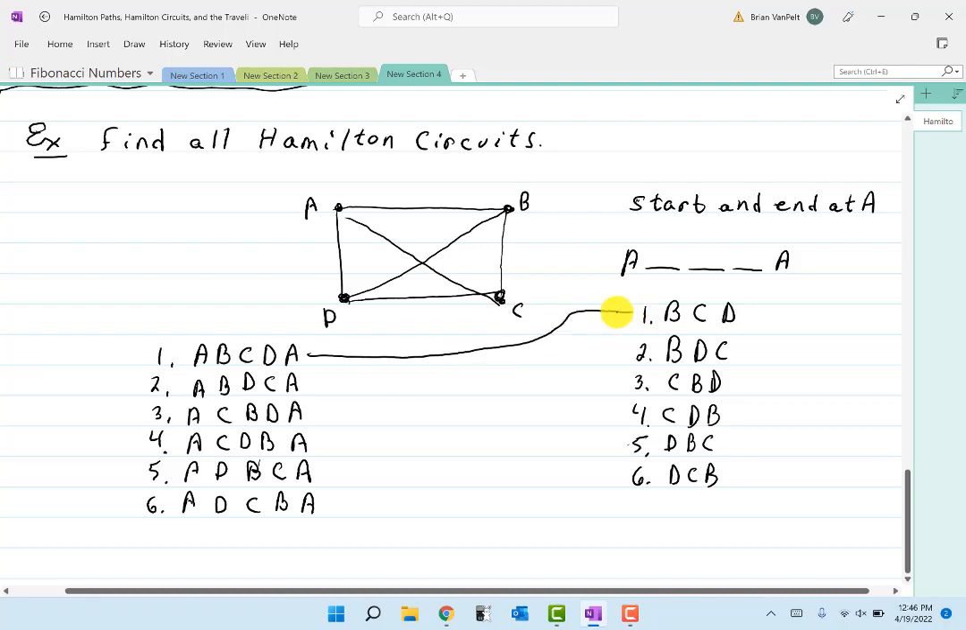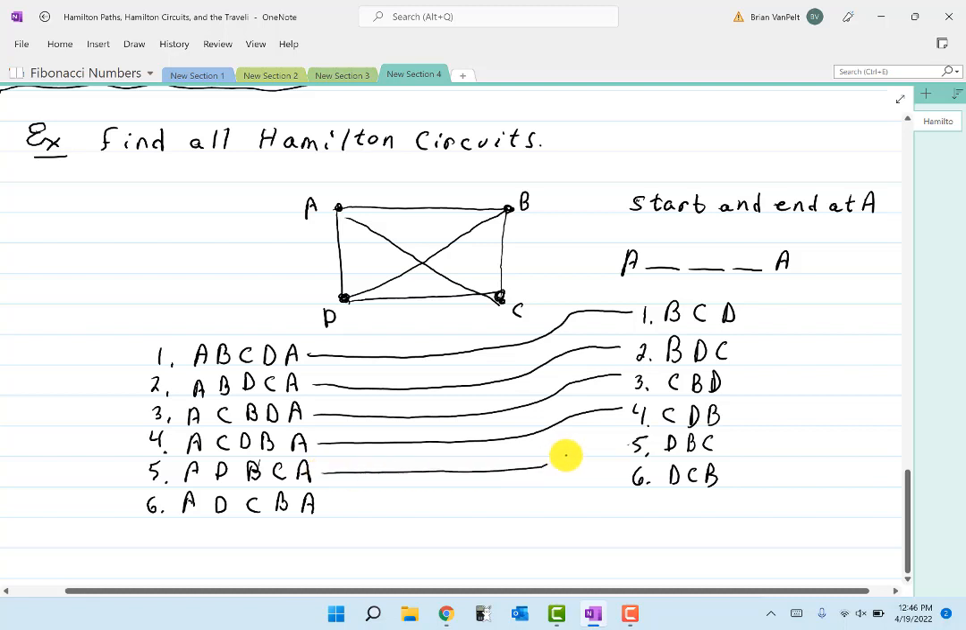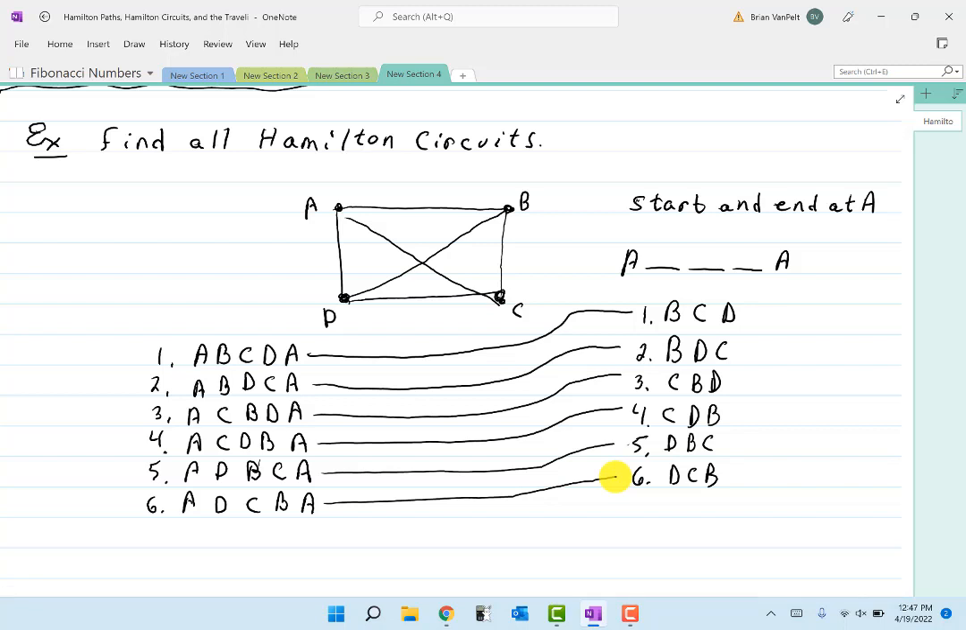This matches that one because the BCD is in the middle. BDC, CBD, CDB, DBC, and DCB. You've got to watch when you're doing these because they can get pretty heavy right off the bat. Even here you can see it requires quite a bit of organization in order to keep track of everything.